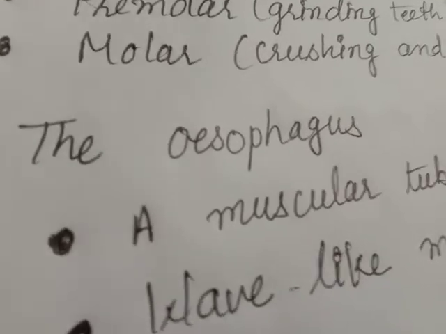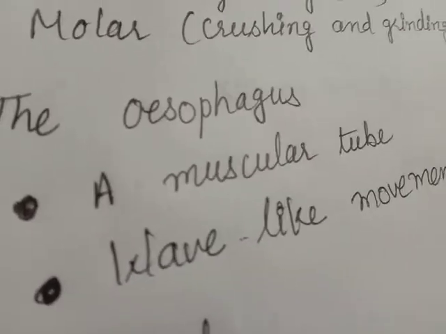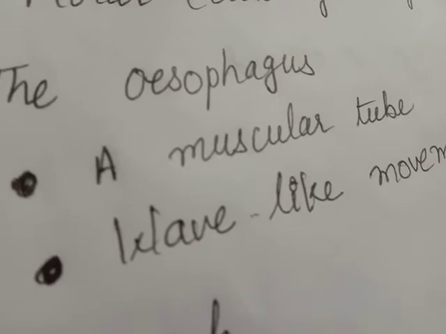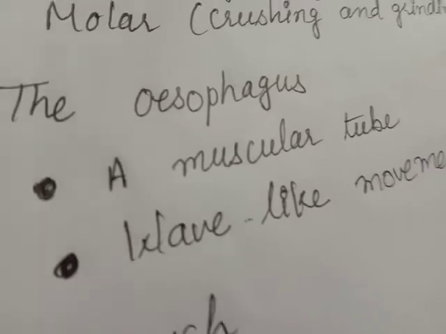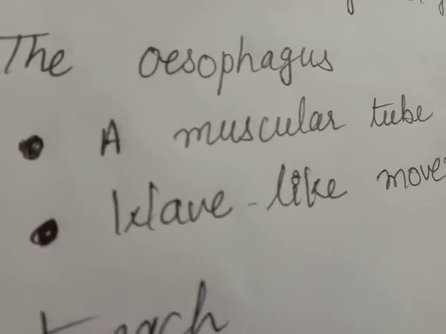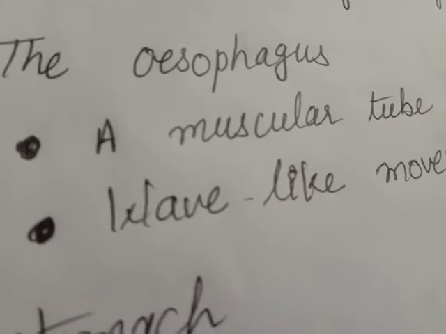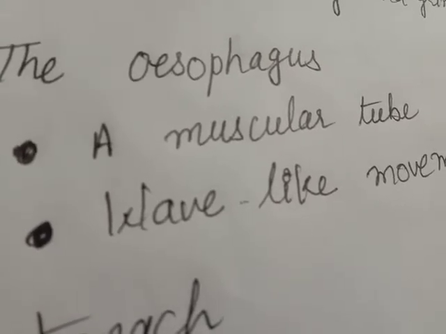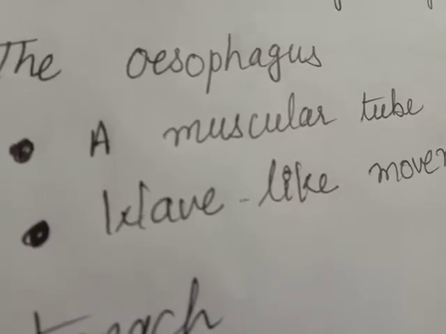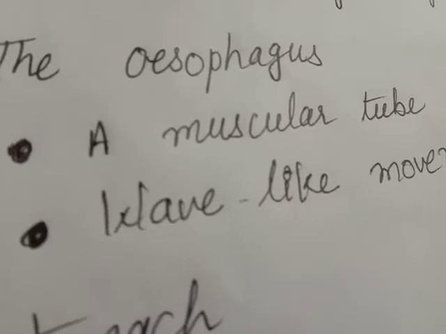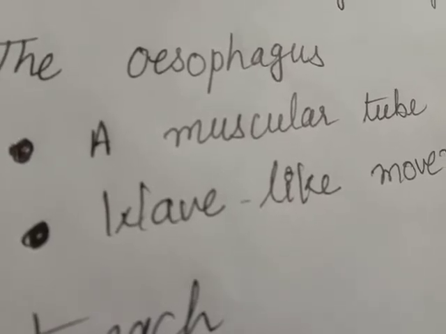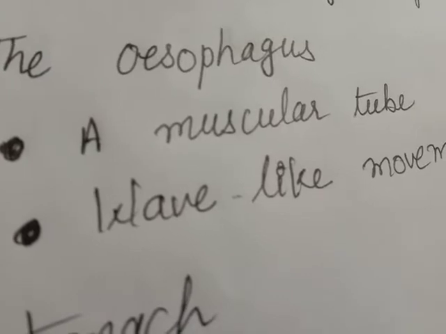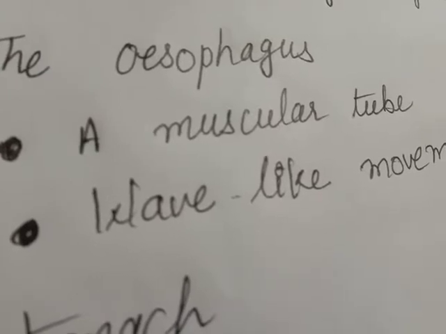Now, what is the esophagus? Esophagus is also known as the food pipe. Esophagus is a muscular tube. It connects the mouth and the stomach. Food is pushed into the stomach by the wave-like muscular movement of the esophagus.